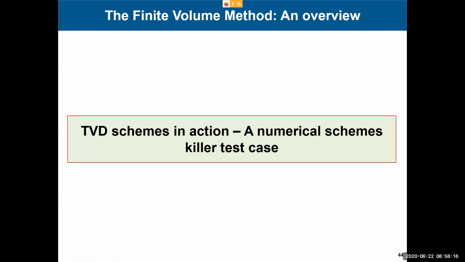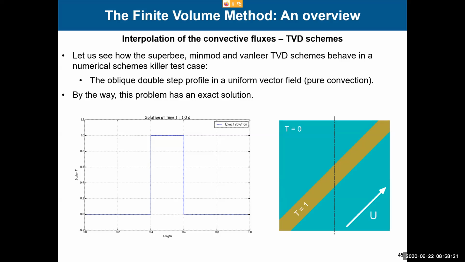Just to show you what the deal is with this limiter, let me show you a small example. We have this example here with a passive scalar that is being convected. There is no diffusion. If I sample my solution here, my analytical solution should be 0 here, 1 here, 0 here. Very simple problem, but from the numerical point of view, very difficult to solve. So here is where we can see how these TVD schemes work in action.